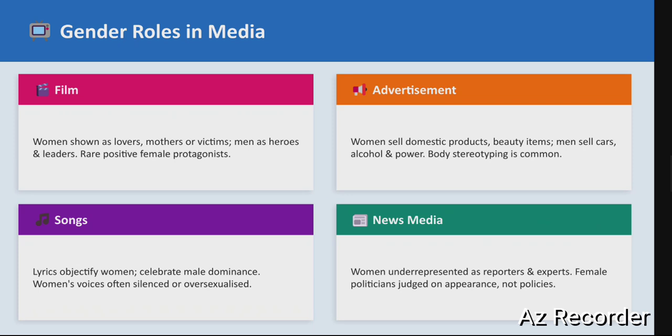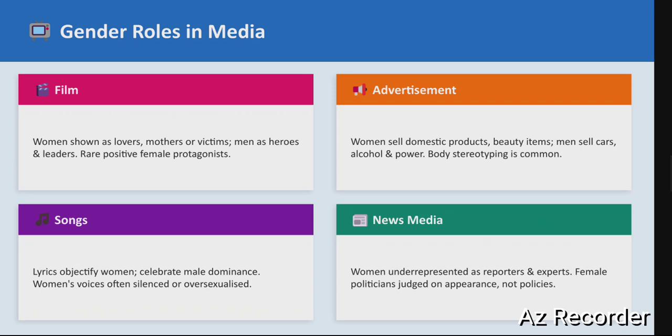Advertisement. Again, women will sell domestic products, beauty. Men sell cars, alcohol, power, everything. Body stereotyping is also common. That also needs to be thought about. Only women will come for the beauty advertisement, not for the driving advertisements, right?